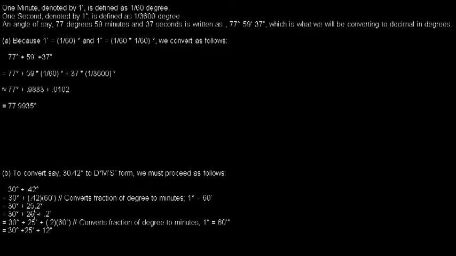30 degrees plus 25 minutes plus 0.2 minutes, and then we convert the 0.2, from our previous answer, times 60 seconds. That converts the fraction of a minute to seconds, and we're equal to 30 degrees plus 25 minutes plus 12 seconds.